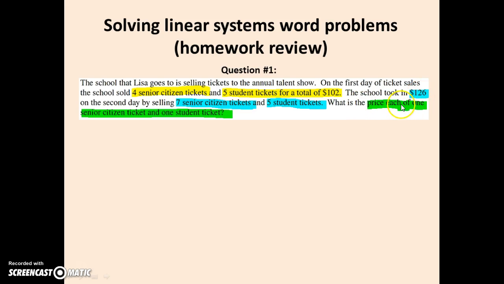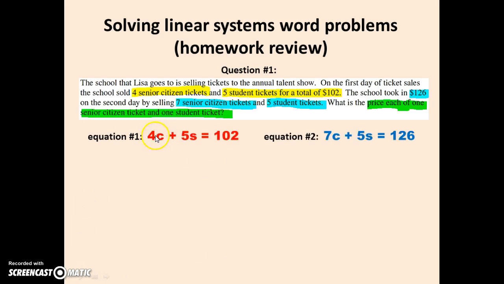And what would we want to find? The price for 1 senior citizen ticket and 1 student ticket. So we have everything we need to set up our 2 equations and to solve. So our first equation, 4c plus 5s equals 102. Our second, 7c plus 5s equals 126.